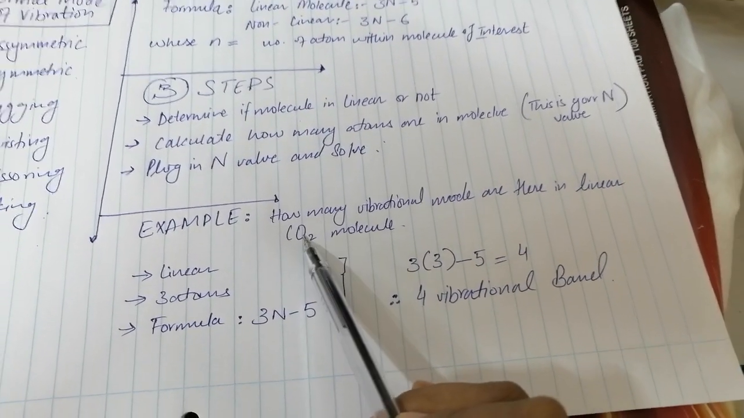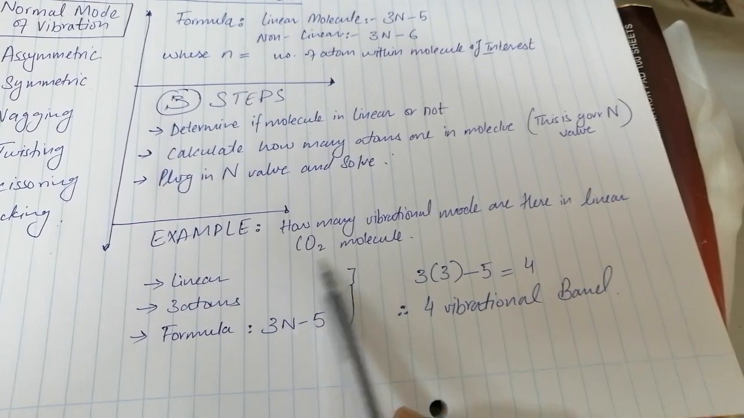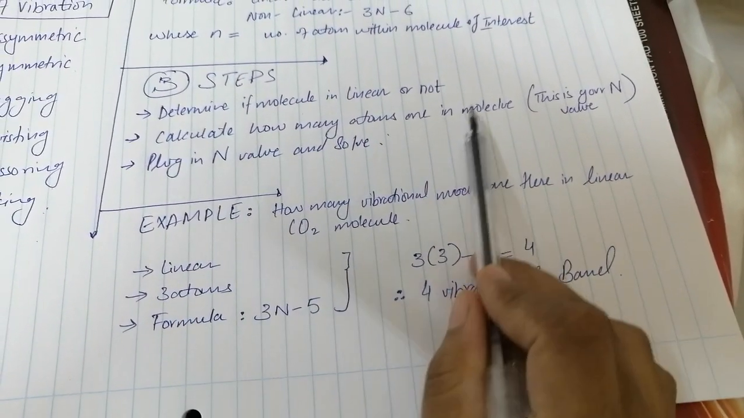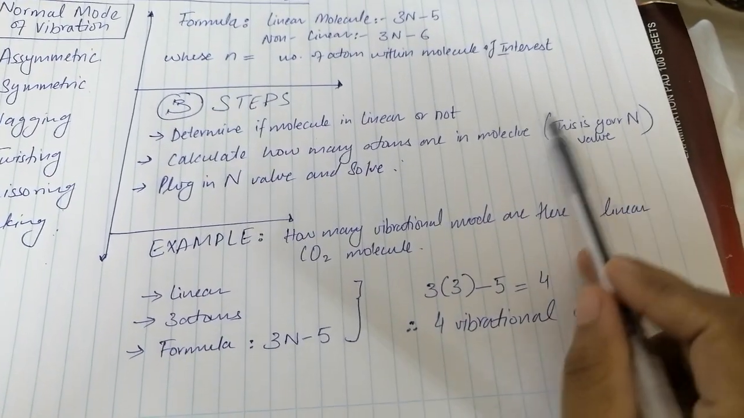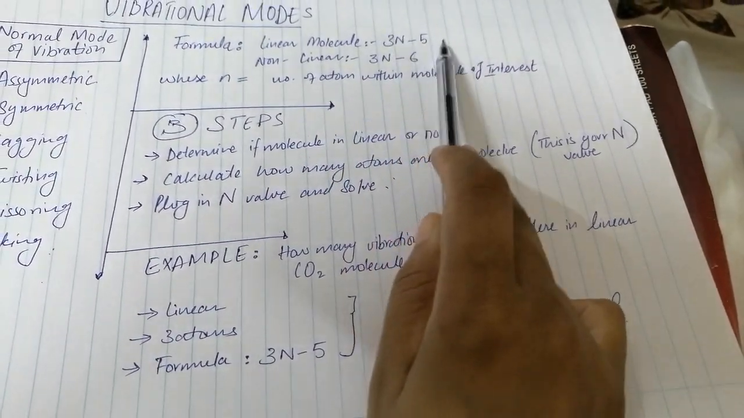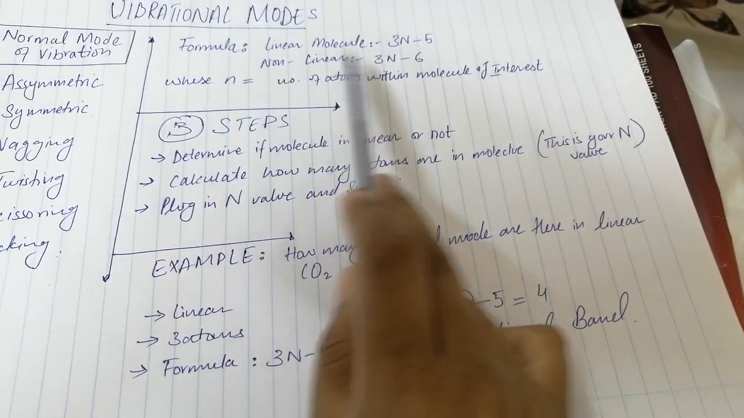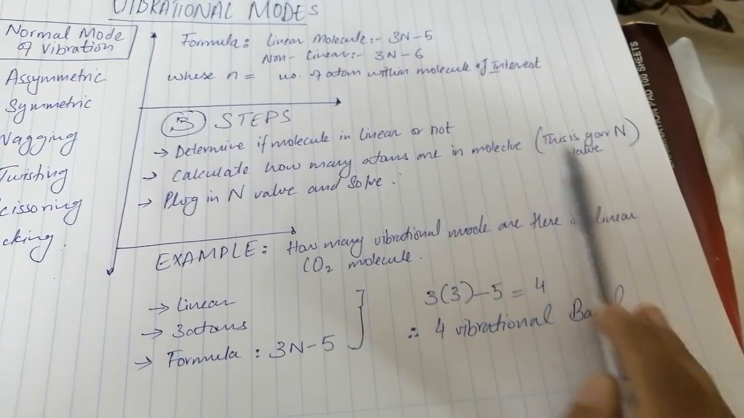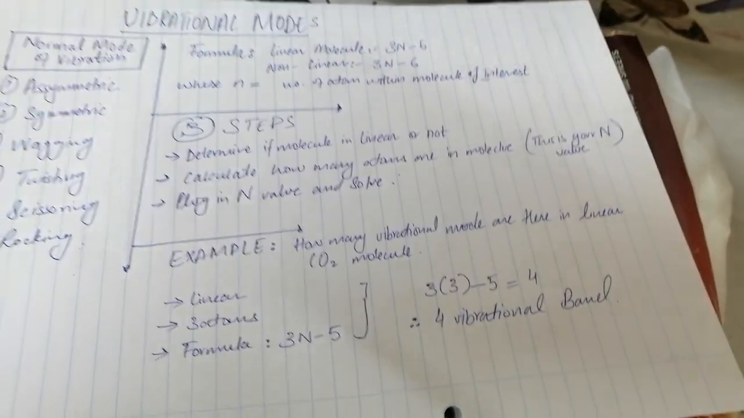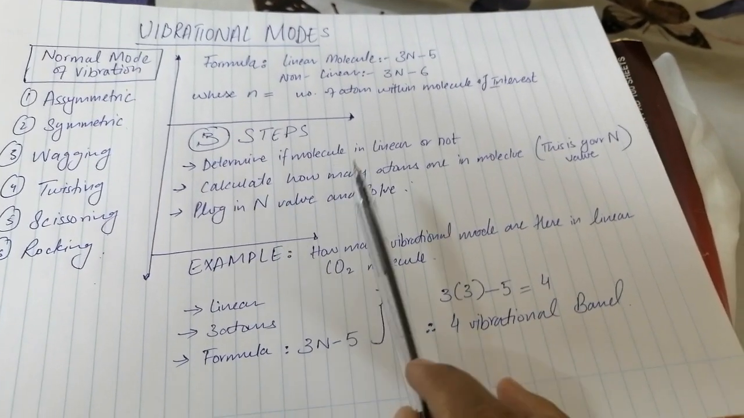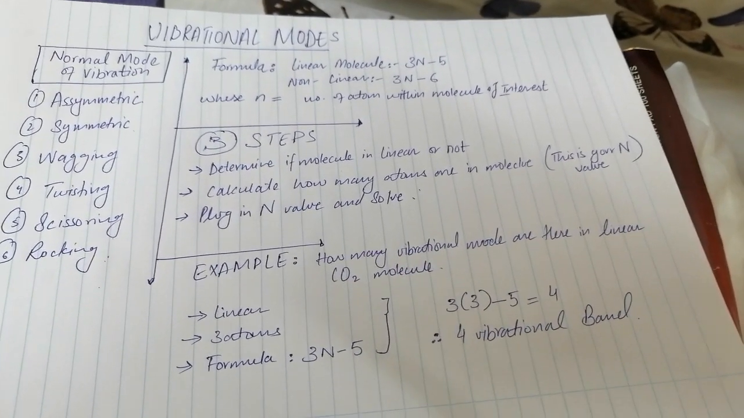So how many atoms? There are 3 atoms in a carbon dioxide molecule. When we calculate the number of atoms in the molecule, this is your n value. For the linear molecule, we use 3n minus 5. For non-linear, we use the 3n minus 6 formula. Then when we have this n value and we know whether the molecule is linear or not, we're going to plug in this n value and solve for the vibrational mode.